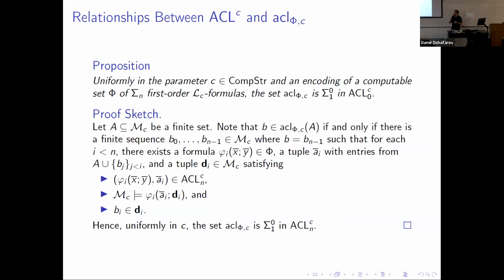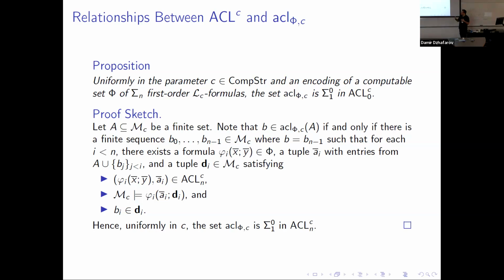The next one is we want to talk about the relationships between the large capital ACL and the lowercase ACL. And once again, we can show that the lowercase ACL for any computable collection of formulas is computably enumerable, or sigma 1, 0, 1 over the capital ACL. So I know for any one formula, when there's only finitely many realizations, I can, in a CE way, determine whether or not a tuple is in the algebraic closure.